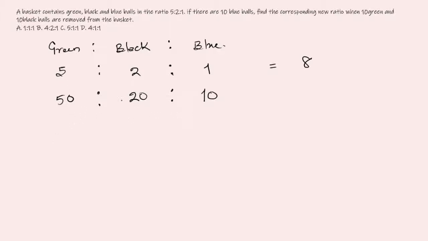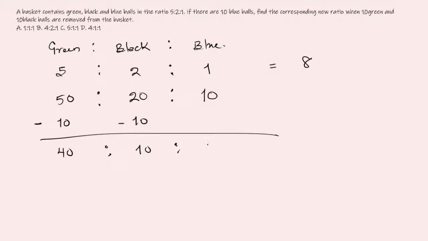Now, we're told that 10 green balls and 10 black balls were removed. So if we subtract 10 green balls and 10 black balls, the new number of balls will be 40 green balls to 10 black balls. The number of blue balls remains the same. And we're asked, what is the new ratio? 40 to 10 can be further reduced by dividing all by 10, which is going to be 4:1:1. And so our answer is option D here, 4:1:1.